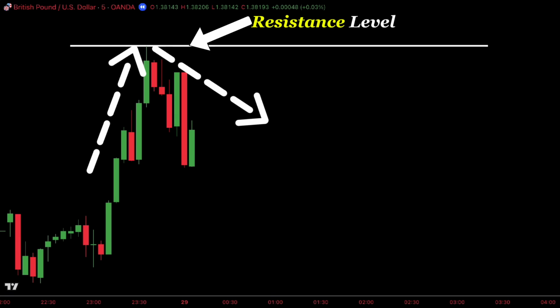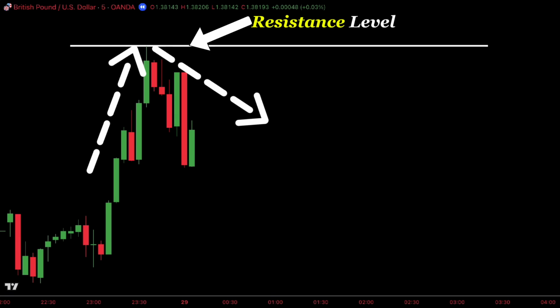Role reversal. This is one of the strongest confirmations you can get. When a resistance level is broken and later acts as support, it shows that the level is valid and respected by the market. The same principle works in the opposite direction. This type of behavior is a clear sign of smart money activity.